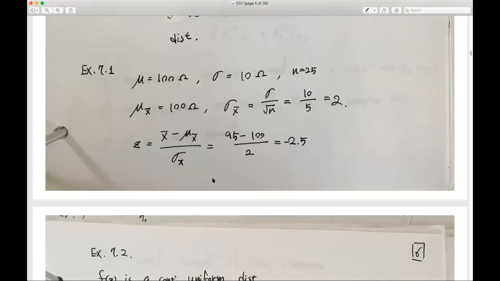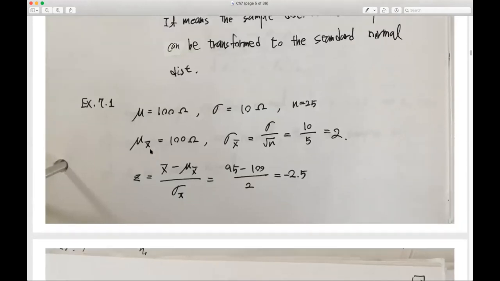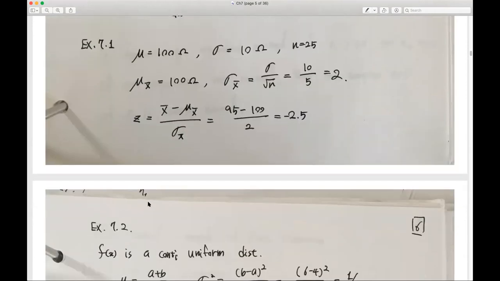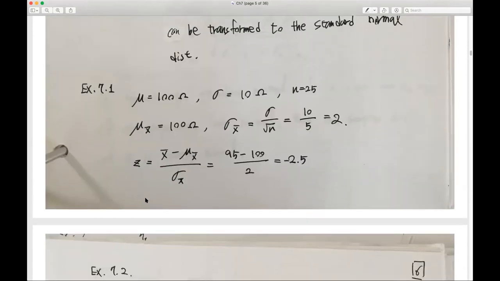Okay, so this is example 7.1. Let's just read the question in examples 7.1 and 7.2 in the textbook. So here's the key point: mu is 100 and sigma is given. This 7.1 is about resistors, okay? So please read the problems, and then come back to this lecture video. The mu, sigma, and sample size are given. Mu is the population mean and sigma is the population standard deviation, right?